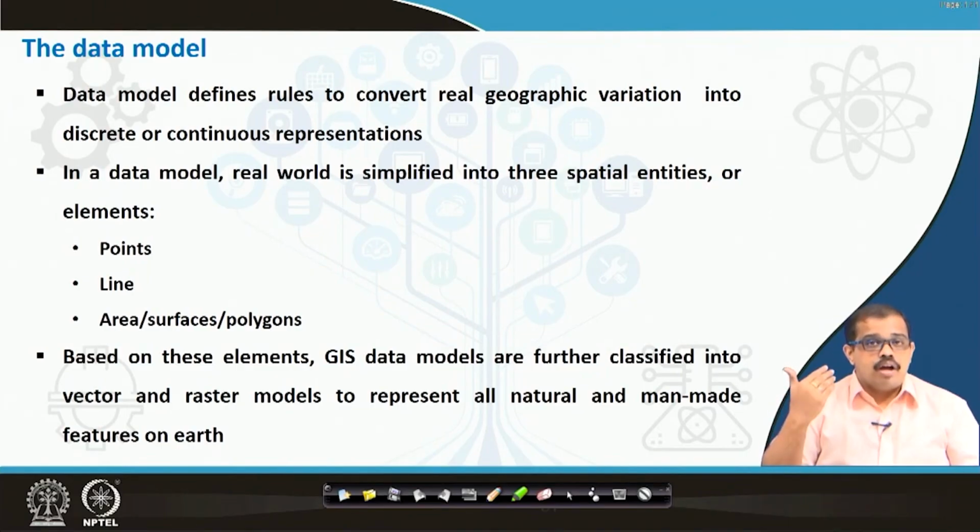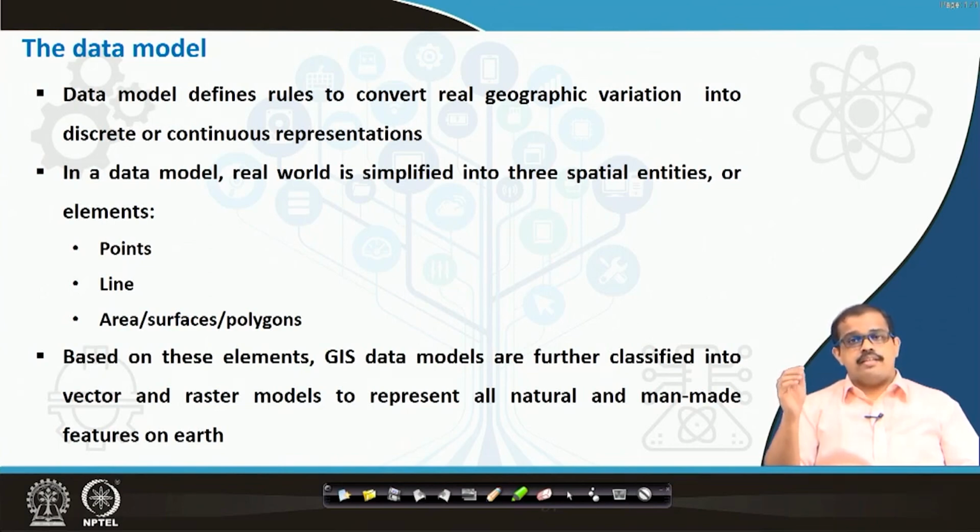Now, based on these elements, GIS data model can be classified as vector data model and the raster data model. So, a vector data model, as I said, is a collection of point, line and polygon. Raster is nothing but gridded cells, which represent different quantities, maybe reflections, based on its various representations or thematic features, to represent all the natural and man-made features on the earth.